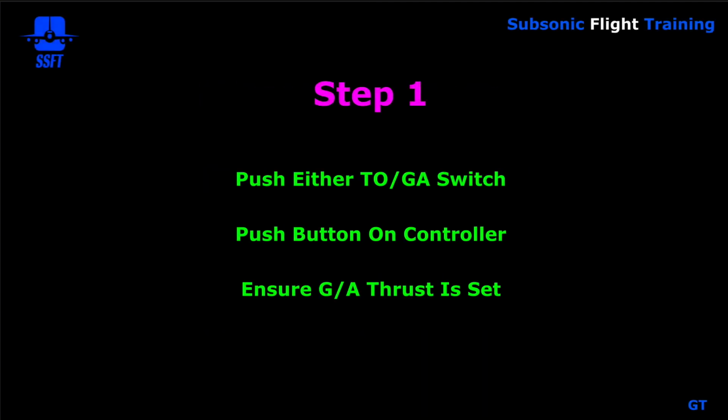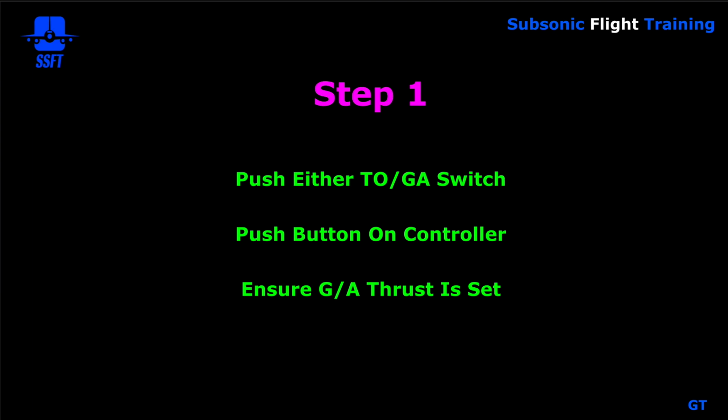So step 1 would be if you're physically in the airplane and you're the captain, you're going to be sitting in the left seat. Your right index finger is going to push the left toga switch to activate the go-around mode. If you happen to be the first officer, you'd be sitting in the right seat, and your left index finger would push the right toga switch to activate the go-around thrust mode. Either toga switch will activate the go-around mode.